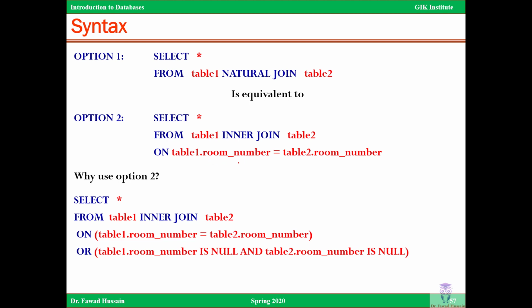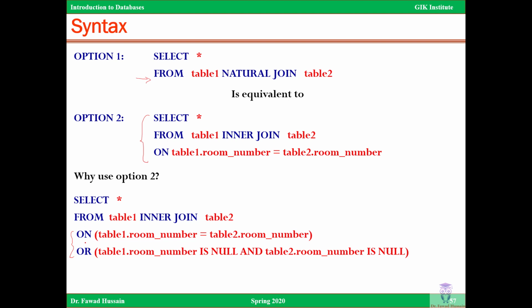What if I want to make the join a little more complicated? For instance, if I want to write the join has to be on table 1 dot room number equal to table 2 dot room number, or that table 1 dot room number is null and table 2 dot room number is null. If I want to have any other addition, this syntax does not allow me to do that. So this is in fact the short syntax and this is the full form. So I need this to be able to make the queries more complicated.